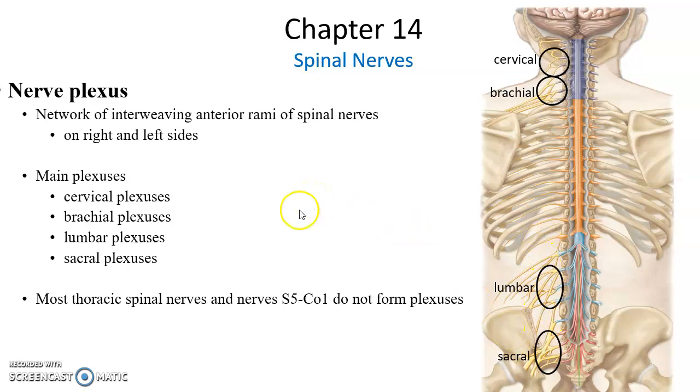Most of the nerves from the cervical and lumbar sacral coccygeal regions form plexuses, except for the thoracic spinal nerves. Most of them do not form a plexus. And the last two spinal nerves, sacral spinal nerve 5 and coccygeal spinal nerve 1, do not form plexuses, but the others do. And the plexuses lead to spinal nerves that have their own special names.